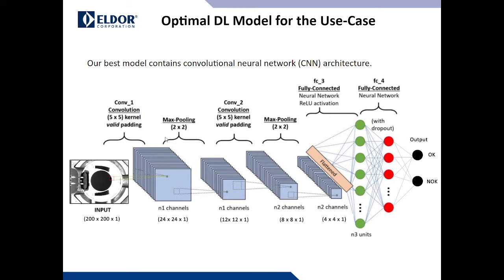This is our final deep learning architecture. We have input, and also we have some layers. This is our convolutional neural network. The first part is a convolutional layer, and also a max pooling layer, as you see. Again, a convolutional layer, and again a max pooling layer, and a fully connected layer with relu activation, and finally a fully connected layer with dropout. This is our result. Our result can be okay or not okay. This is a simple convolutional neural network architecture.